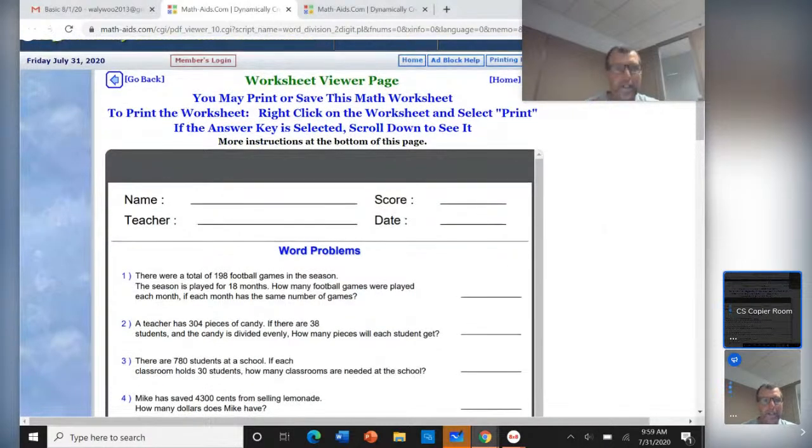Number one says that there were a total of 198 football games in the season. The season is played for 18 months. How many football games are played each month if each month has the same number of games? Okay, so two numbers.